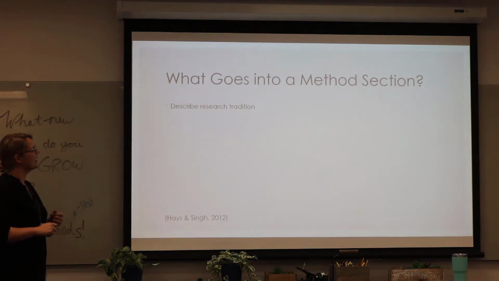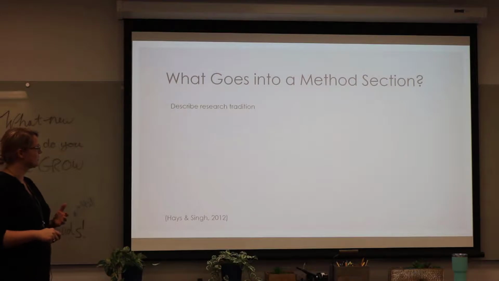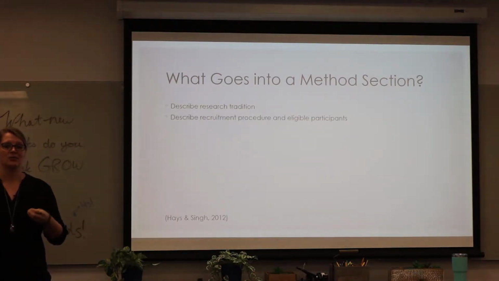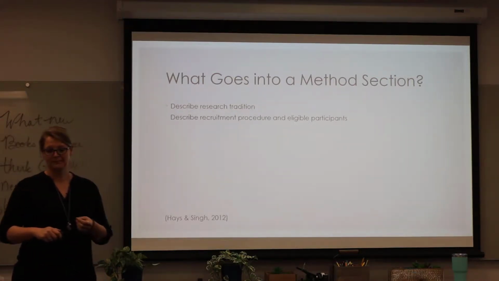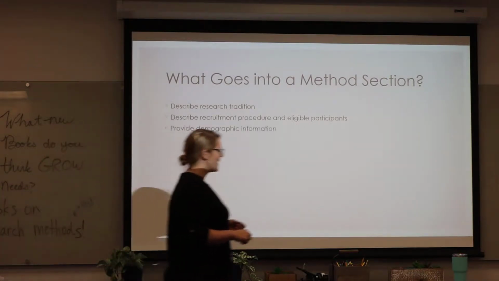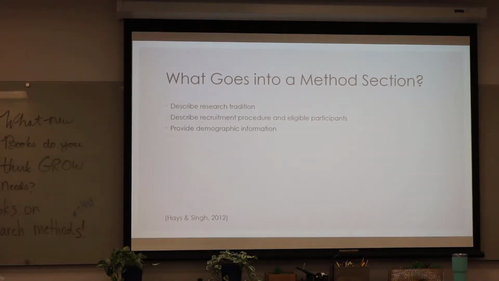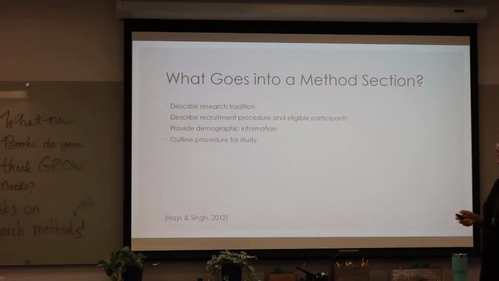So, what goes into a method section? It's really important that you describe the research tradition first, and then segue that into your recruitment procedure and your eligible participants. Providing demographic information to describe your population would also go into the method section. And then you're going to describe an outline for your procedure. So what steps you took, to be as transparent about your methodology as possible.